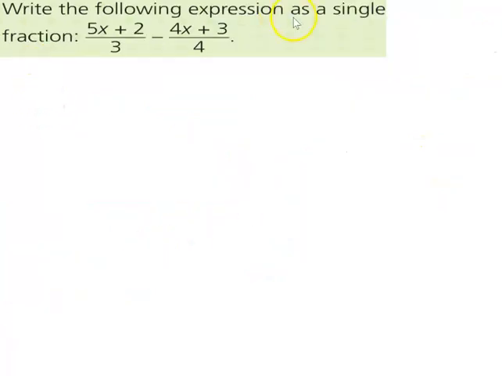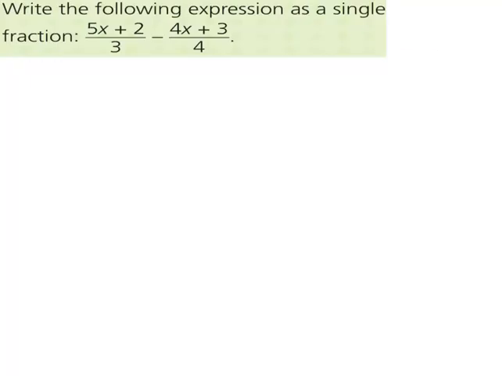Write the following expression as a single fraction. 5x plus 2 over 3 minus 4x plus 3 over 4. So again, we are going to find a common denominator for the denominators. So for 3 and 4, we need a common denominator. So we start by writing out the multiples of 3, then the multiples of 4, and finding the lowest common multiple. And that will give us our common denominator.